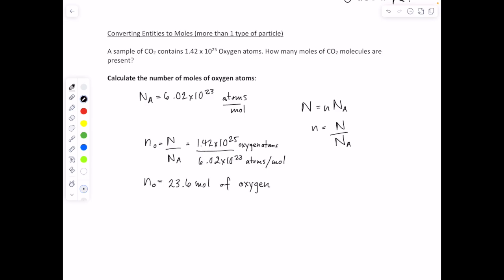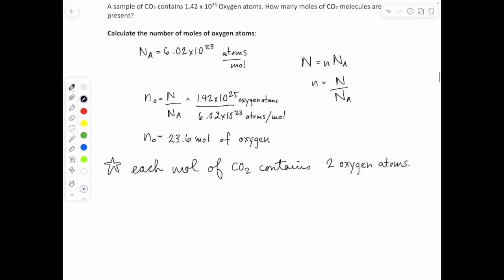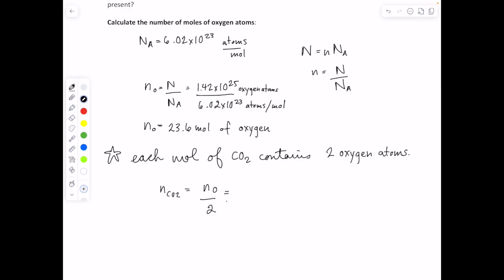Now, to determine the number of moles of CO2 molecules, this is important. Each mole of CO2 contains 2 oxygen atoms. So to find the number of moles of CO2, we have to take the number of moles of oxygen and divide it by 2, because each molecule contains 2 oxygens.